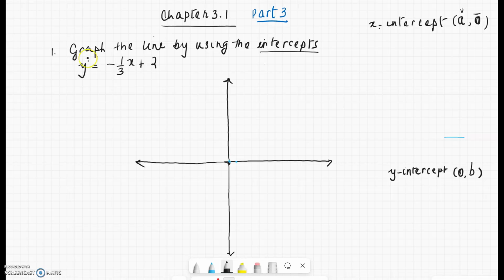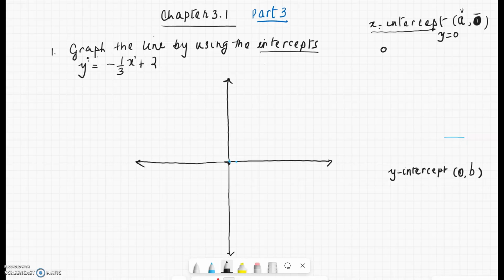This is an equation of a straight line. You know that because the exponents on the x and the y equal 1. We're going to use the intercepts to graph this equation, which is a straight line. So first let's find the x-intercept. The x-intercept is the point where the graph crosses the x-axis. Any point on the x-axis has y-coordinate 0, and that's where we begin.